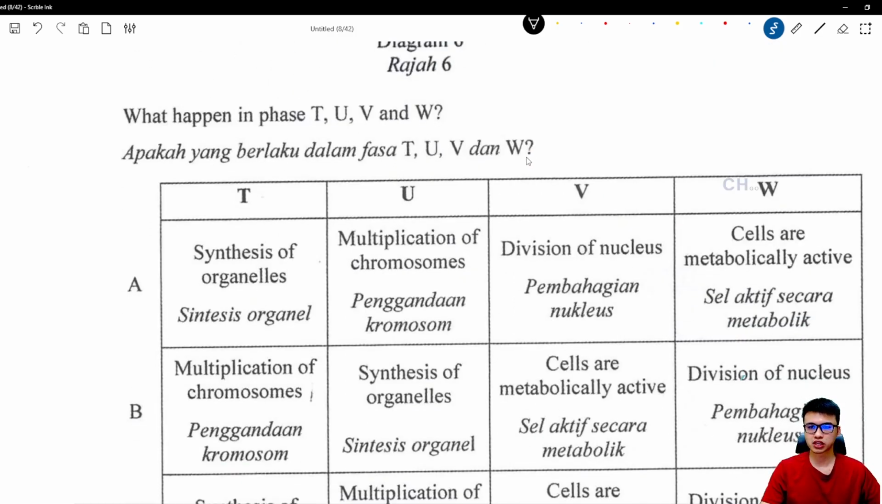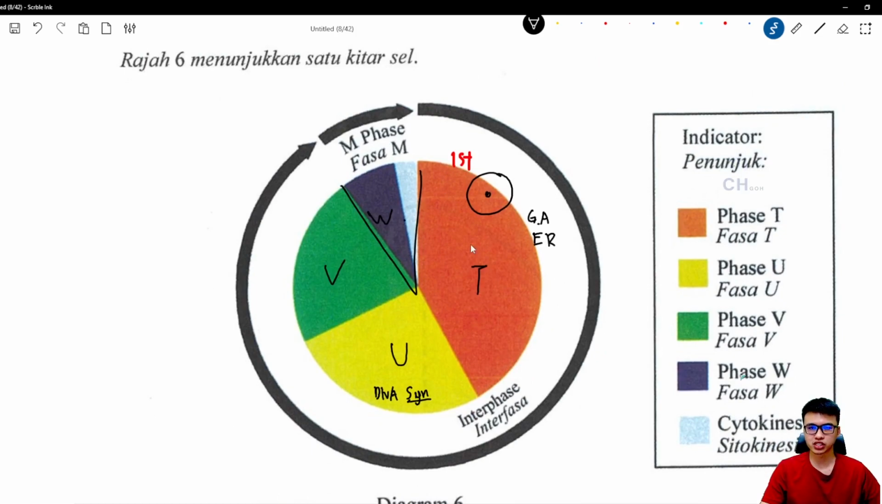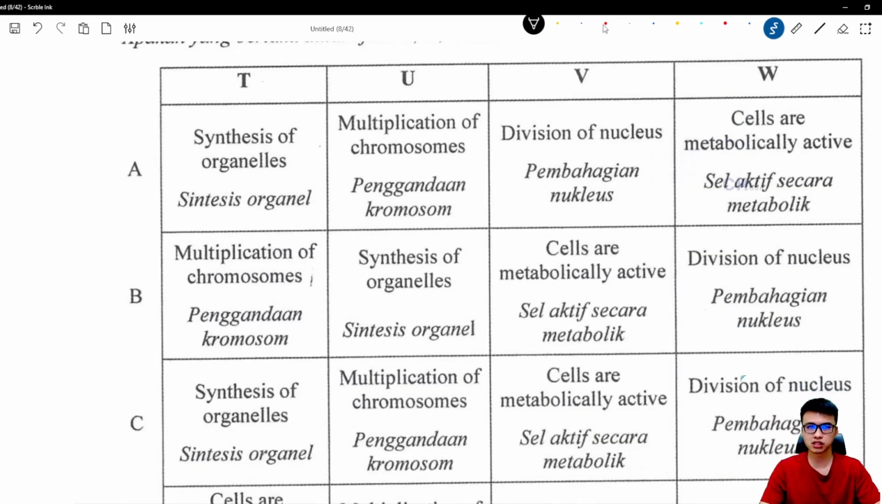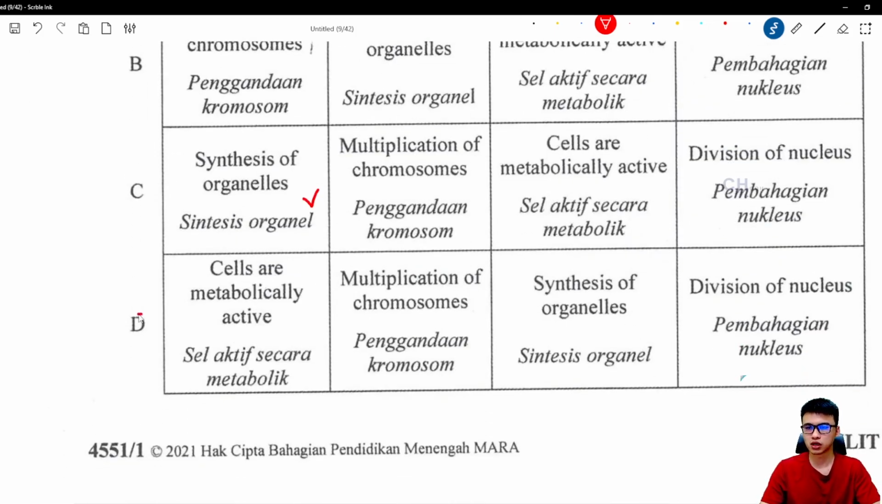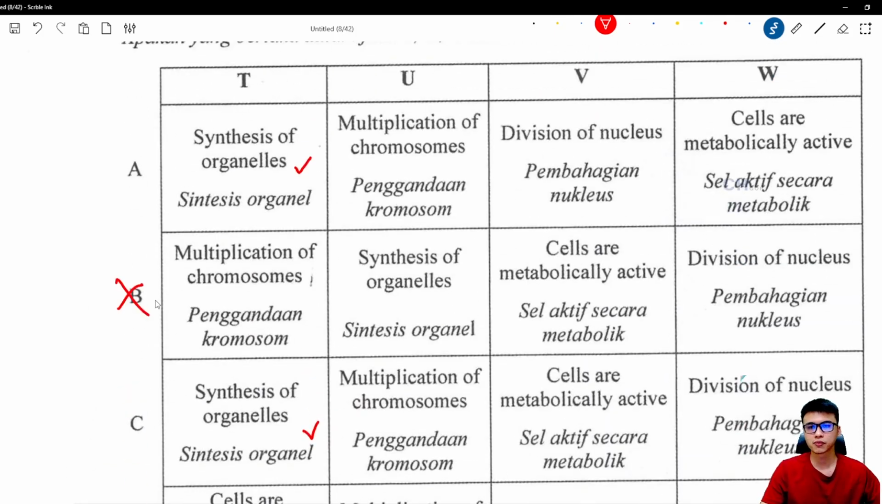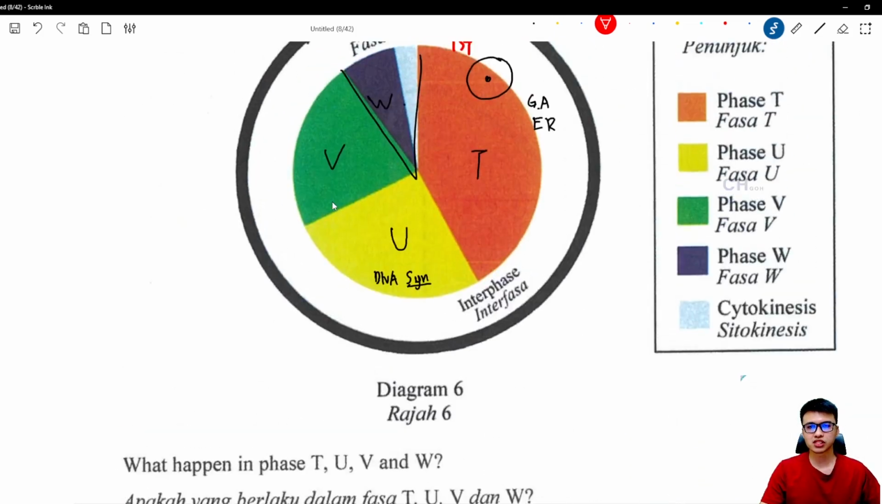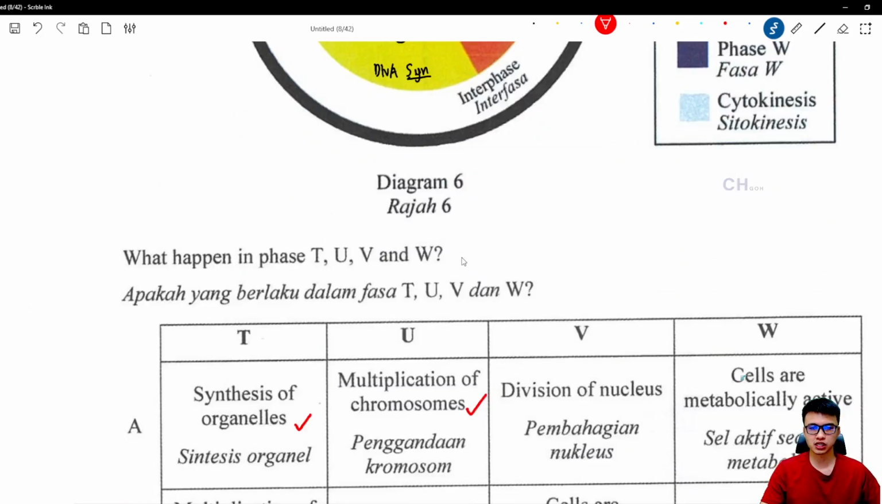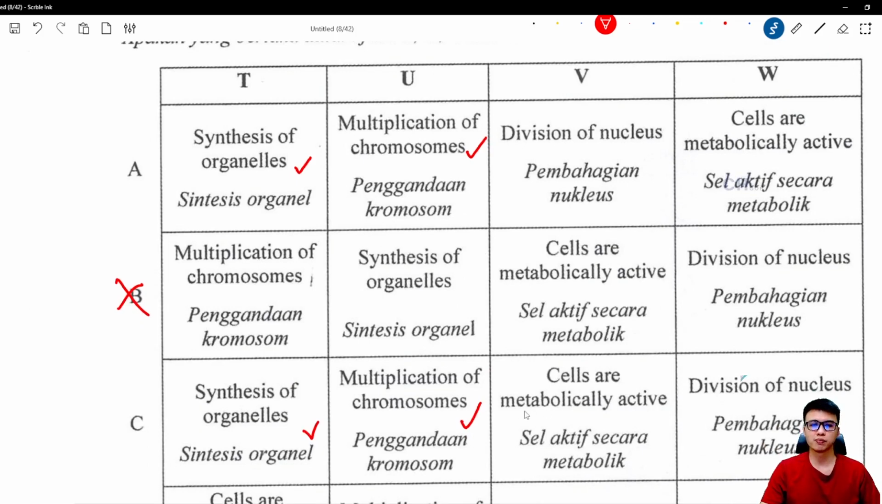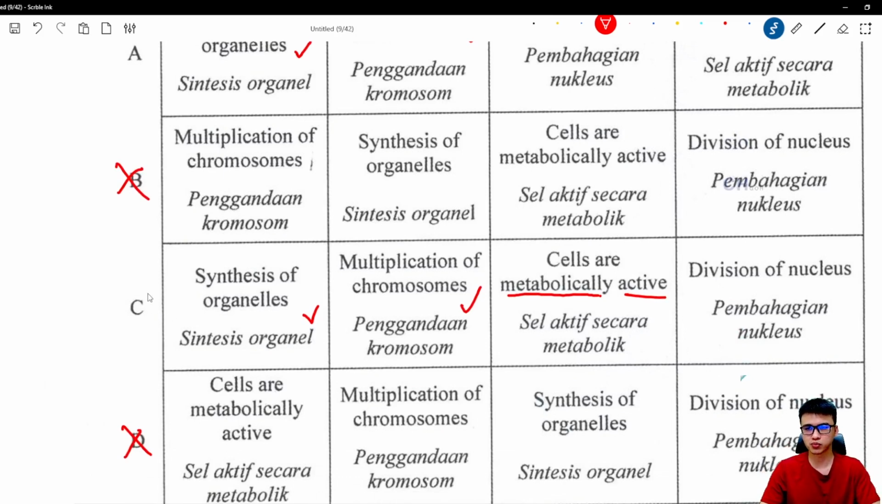So right here, they are asking what is happening in T, U, V, and W. As I mentioned, T is producing some new organelles. Synthesis of organelles is definitely one of the answers here. D is wrong. So U is DNA replication, so this one is also correct. Alright. So when it comes to the last phase of the interphase, V is going to be the cell being metabolically active. They are still very active in doing all those reactions and processes here. So the answer should be C.